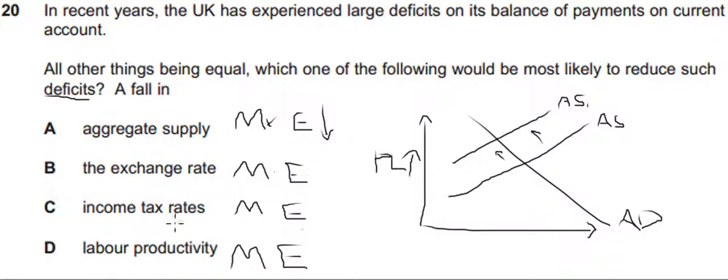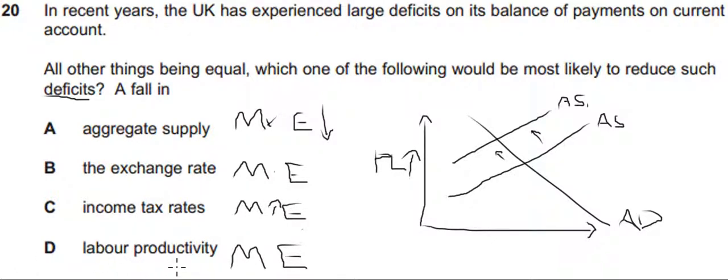Looking at income tax rates, because B is our answer, if income tax rates go down, or there's a fall in the income tax, that means we have more disposable income. Now, the UK economy has a high propensity to spend on imports, so any extra disposable income we get, a higher proportion of that will be spent on imports. So our imports will increase and our exports are likely to stay the same.